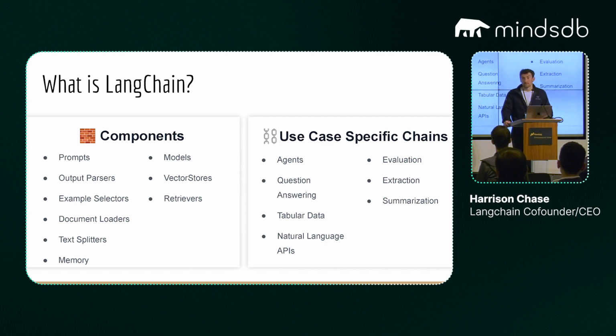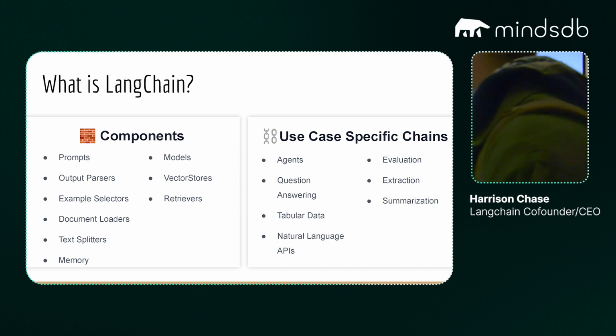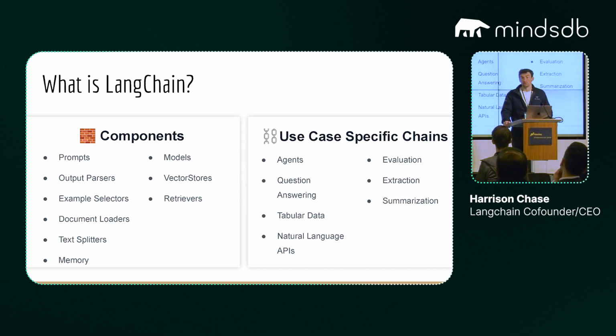Output parsers is basically taking the output of a language model, which is a string, and turning it into some structured information, which is good when you need to do downstream tasks with it. Example selectors are ways of inserting few-shot examples. It's a technique to construct more comprehensive prompts. Document loaders are really important, so they're a way of loading unstructured data. Previously, there were some use cases for web pages and PDFs, but now there's a lot more because you can just feed them into a language model and ask questions about it. So there's a lot of integrations there.